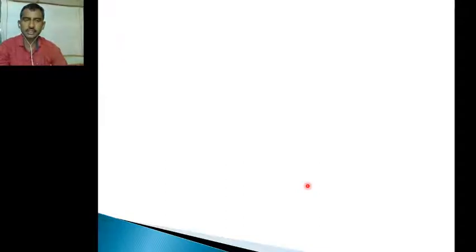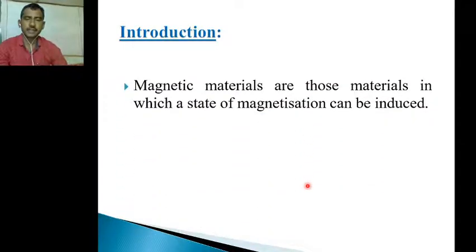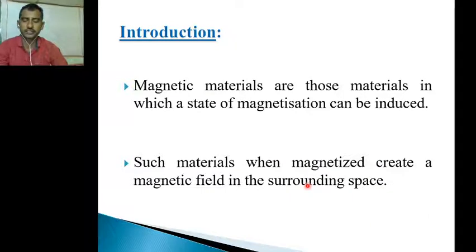Coming to the introduction, first we discuss what a magnetic material is. Magnetic materials are those materials in which a state of magnetization can be induced. That means a material which exhibits the magnetism property is called a magnetic material. And next, if it is a magnetic material, definitely it will exhibit some magnetic field around it. That is the second point of this introduction.